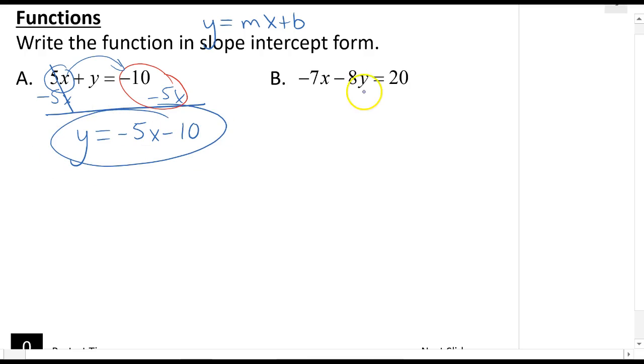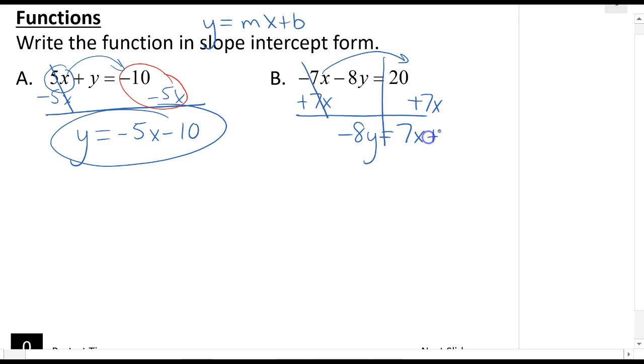Okay. Now this one, take the same approach. We want to move the x term to the other side. So to do that, I'm going to have to add 7x this time because it's negative. We want to cancel out. We do that. We're doing opposites. And again, I can't add this 7x to 20 because they're not like terms. The 20 doesn't have an x variable. And we write our x term first. 7x plus 20.